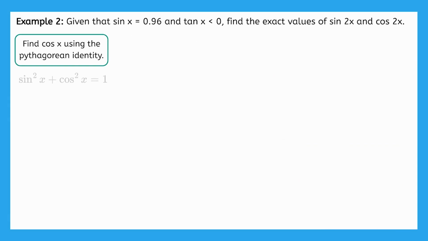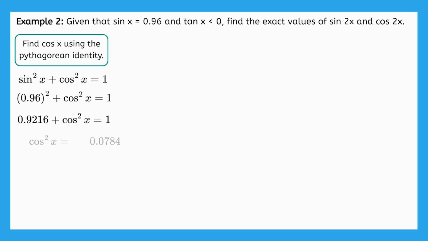We substitute 0.96 for sine of x in the Pythagorean identity, and then solve for cosine of x, which leads to cosine x equals plus minus 0.28. Do we have two answers for cosine then? A positive and a negative? Well, we were given another piece of information that we need to keep in mind.